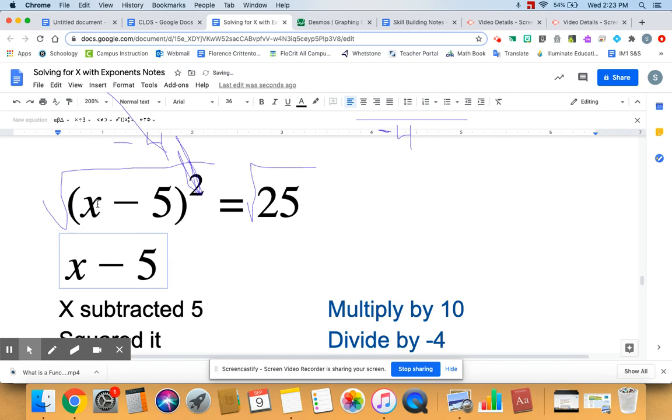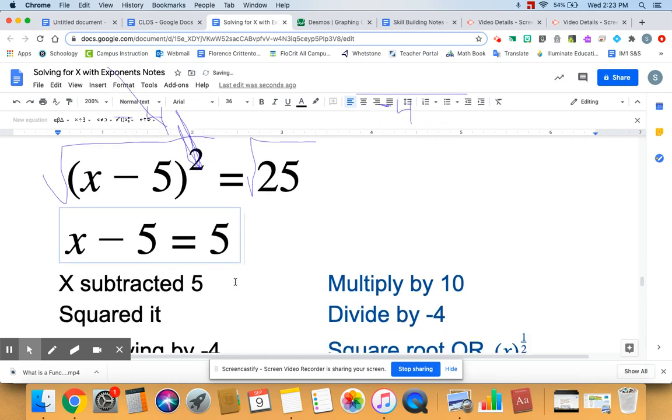Because the point of the parentheses was the fact that it was getting squared. It's not getting squared anymore because we got rid of it. And then equals the square root of 25 is 5.